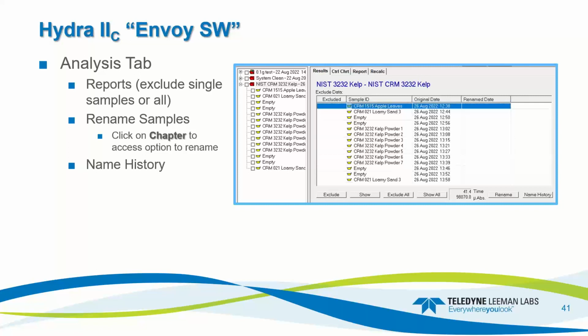So also in the analysis tab, if you click on the chapter of the analysis, you have the option to exclude single points or all points from the report. You can also rename samples from here. Again, if you accidentally type in the wrong one, you can select it and rename it. It also has a name history for traceability.